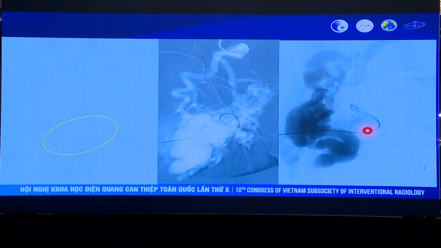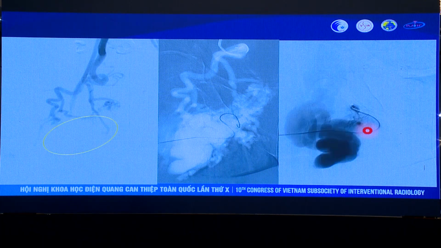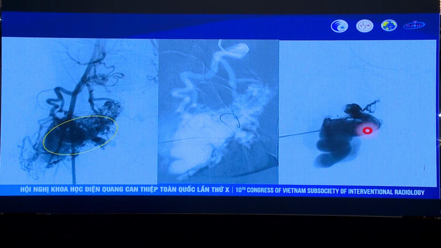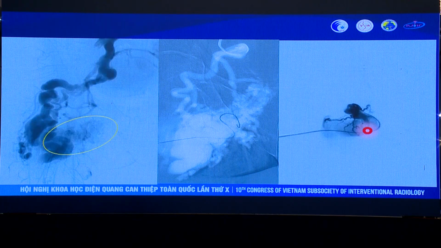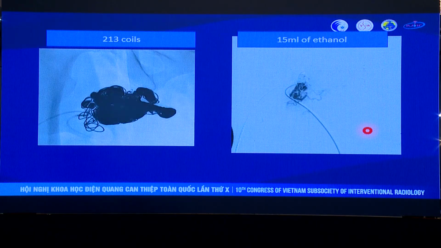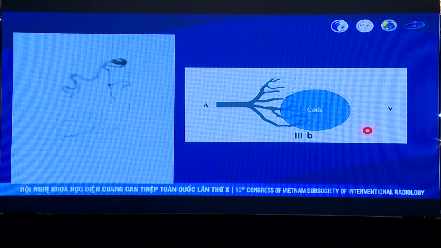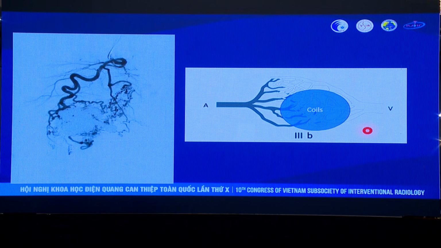This is the rear face of the AVM. So we put the coils in here and ethanol injection. At that time, we used too many coils, and we used 15 milliliters of ethanol. And then this is the second session.